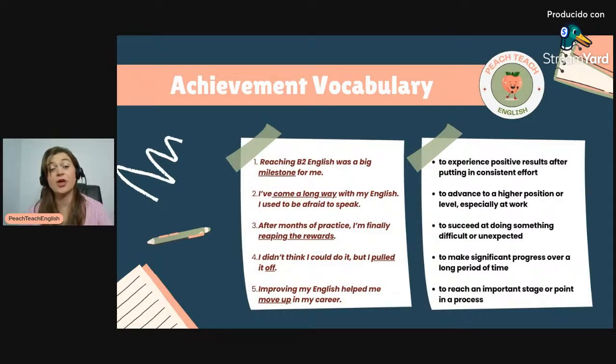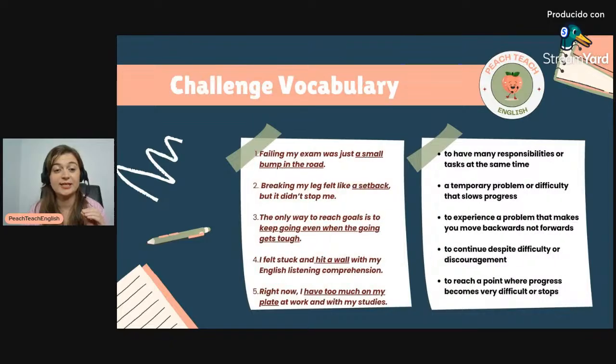So guys, those are 5 common achievement vocabulary expressions. If you have any questions, leave me a comment. I will explain. And let's go ahead and move on to the next step, which is challenge vocabulary. So let's learn 5 expressions that we can use to talk about challenges.